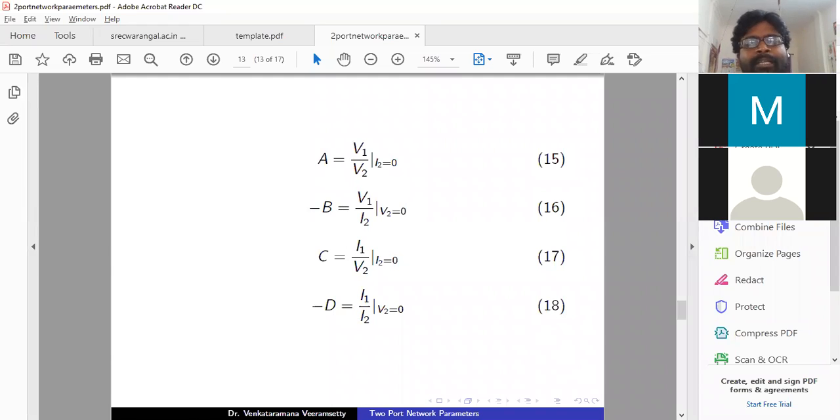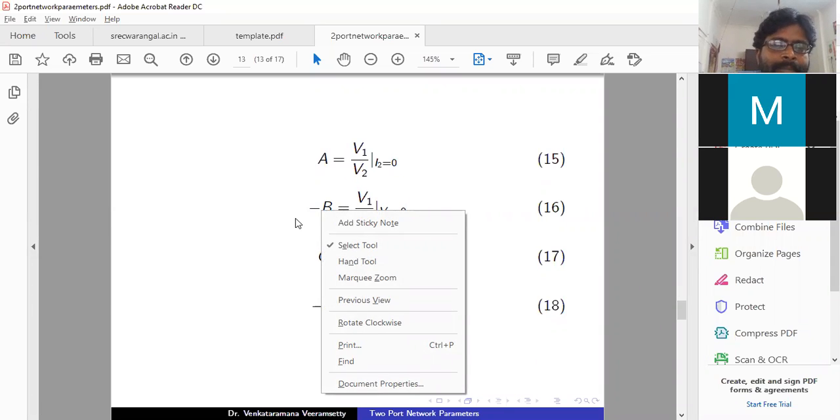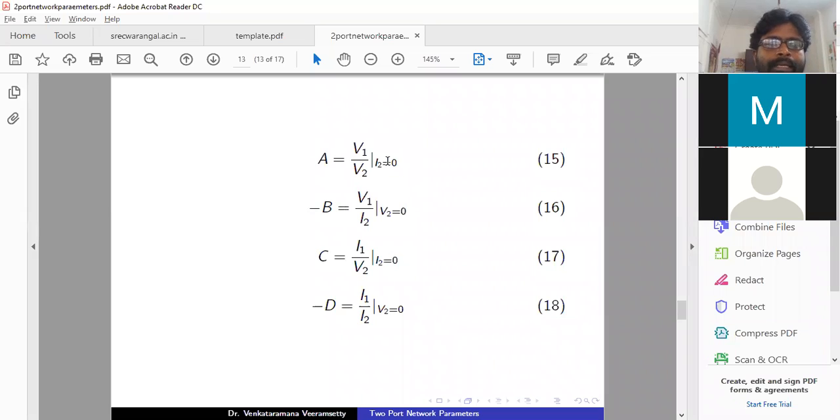That means by short circuiting the second port, we are able to calculate the B and D parameters. And if you open the second port, that means by making I2 equal to 0, we are able to calculate the parameters A and C. So that is the summary. This is a complete summary of the two-port network parameters, and it is very simple.